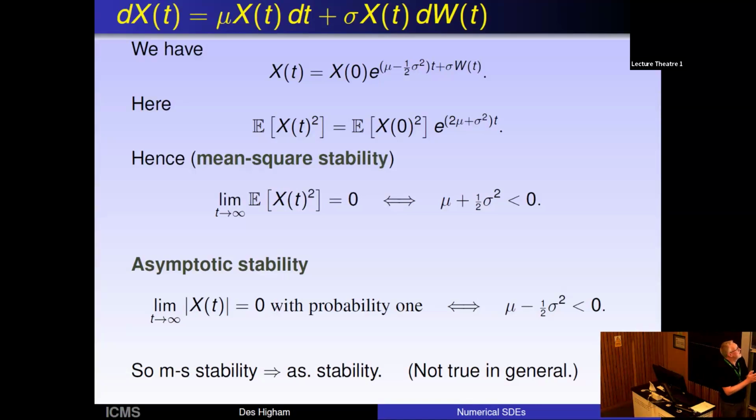An SDE where someone's given us scalars, real valued scalars, mu and sigma, and we study this linear SDE and the corresponding Euler-Maruyama version, hoping to get some insight into stability. This is such a simple problem that we can solve it exactly. So that SDE has this solution at the top, this exponential behavior.